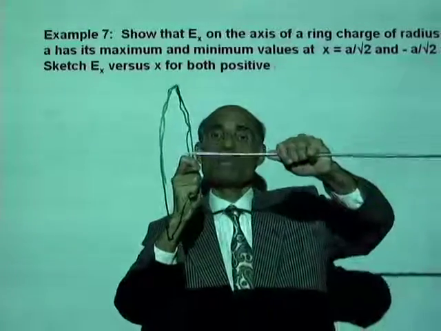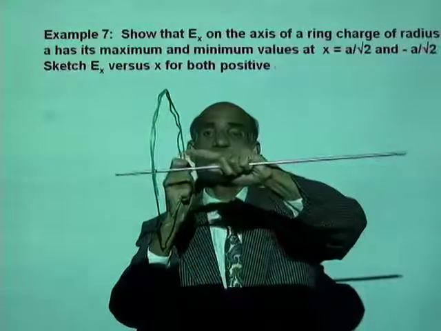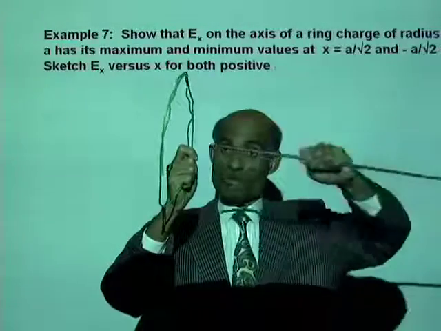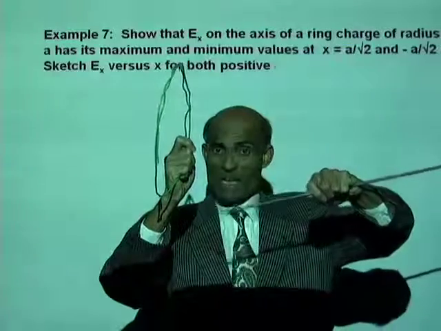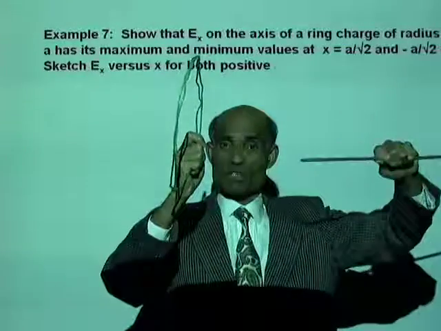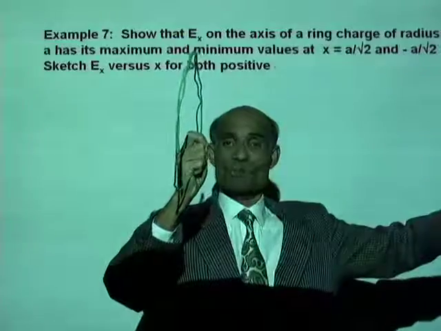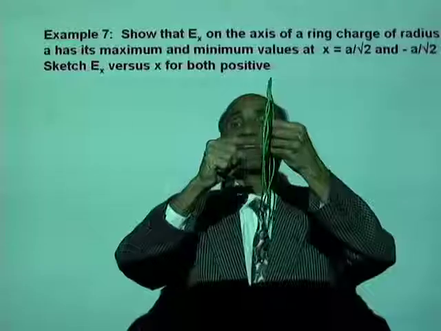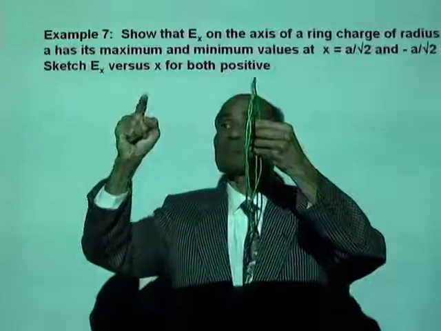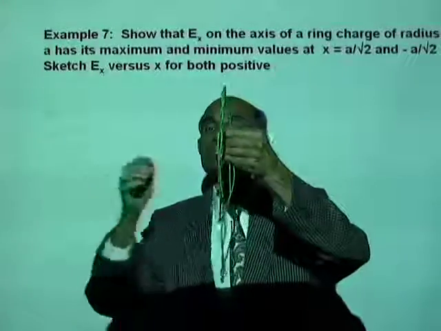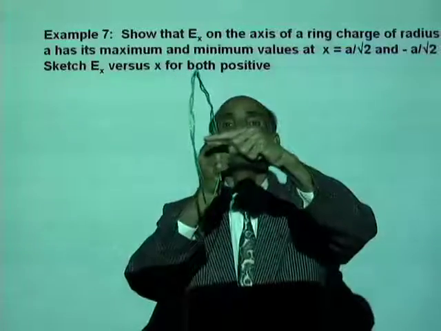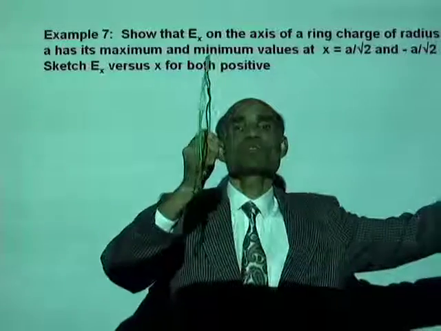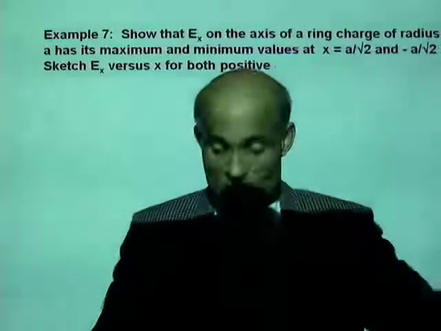Also, as you go to the left, the field will be negative, directed to the left. It will reach a negative minimum and then become almost 0. So we would expect that the electric field will increase to the right, reach the maximum, and then decrease to 0. On the left, from 0 it decreases to a minimum and then goes towards 0. That's what we would expect. Is that right? Okay.